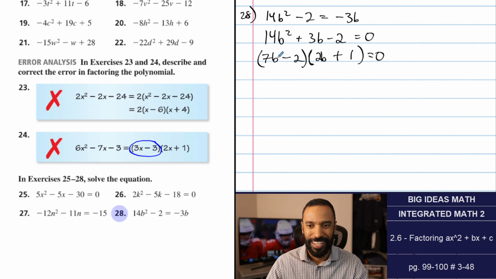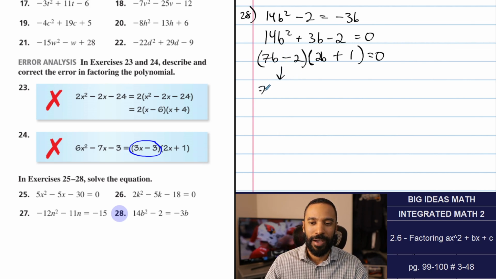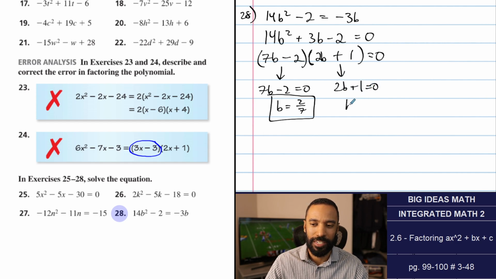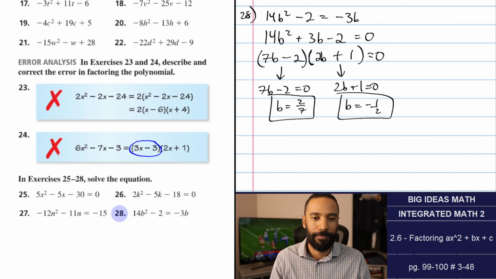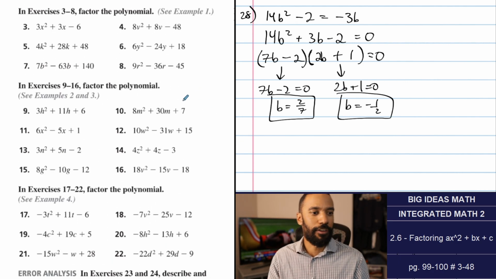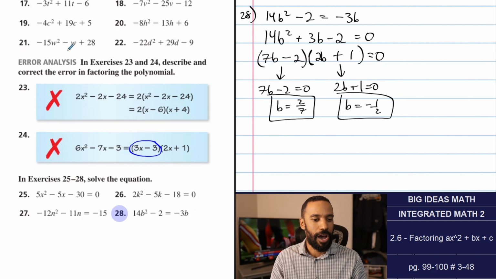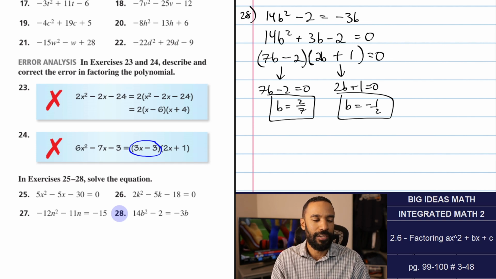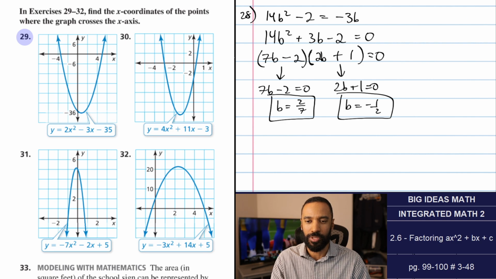Not done. If 7b minus 2 equals 0, we add 2 and divide by 7, we'll get 2 sevenths. Or if 2b plus 1 equals 0, we subtract 1 and divide by 2, we get negative 1 half. Okay, that was just the first column. We still have 3 more columns to go, but significantly fewer problems because we only go to number, what does it say, 48? I'm more than halfway done, and hopefully after all this, it could go faster.